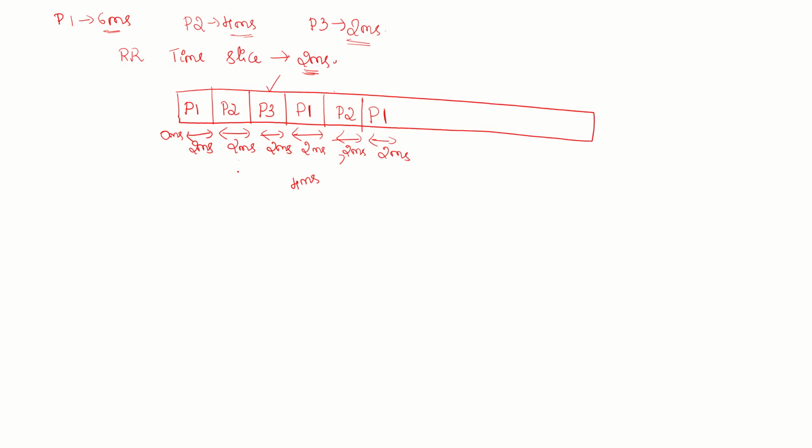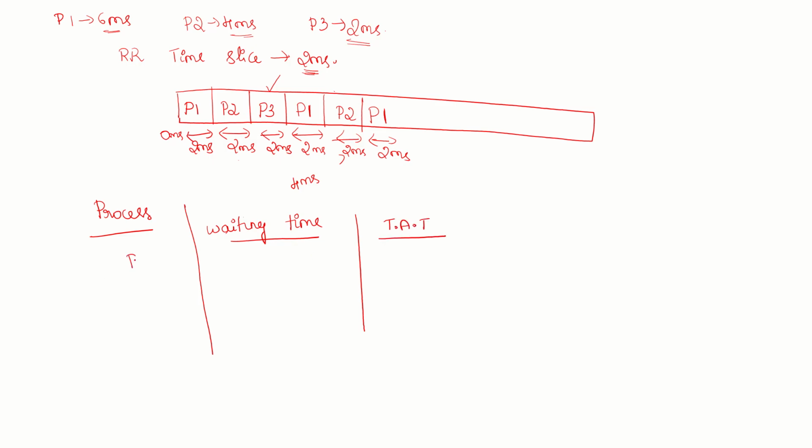Now I will write the table. Process, isn't it? Next, waiting time. Next comes the turnaround time. Okay, what are the processes here? P1, P2 and P3. Okay, now if I consider the waiting time.